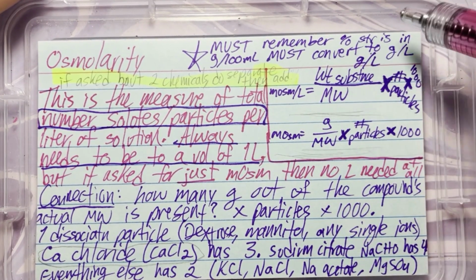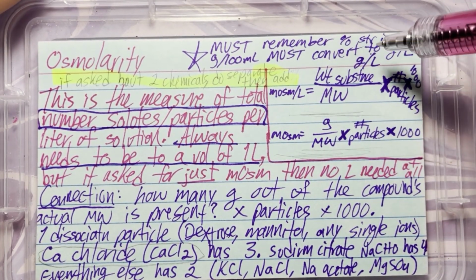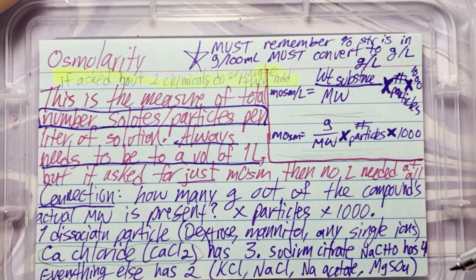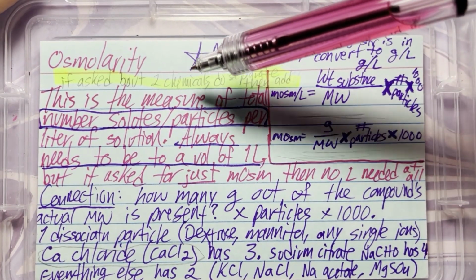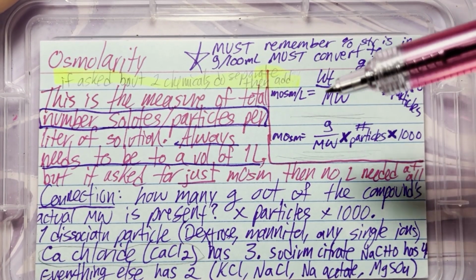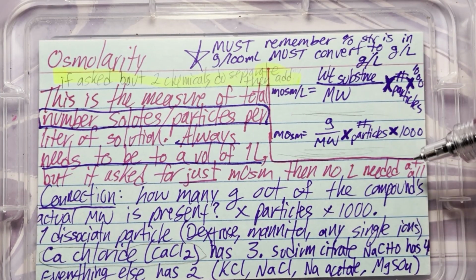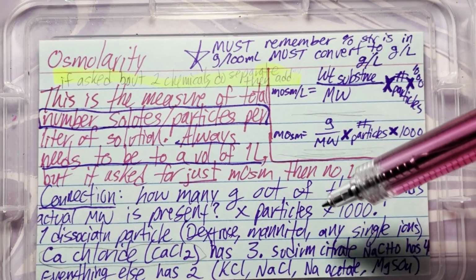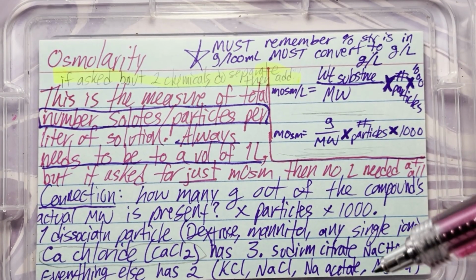And you also must remember percent strength is in grams per 100 milliliters. So you must convert that to grams per liter before you put that in this equation. You can really mess up the whole thing if you don't do that. And also if you're asked about 2 chemicals, do this equation separately for each and then add it to get the total osmolarity. So basically we're asking how many grams out of the compound's actual molecular weight is present. Multiply that by the number of particles, multiply that by 1,000, and you got your osmolarity.